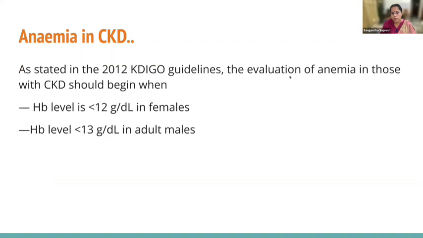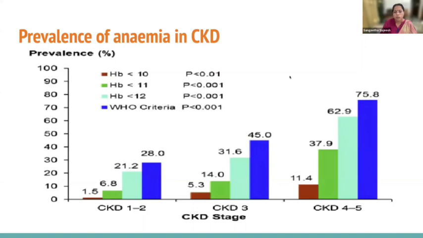So anemia in CKD, as you all know, the definition of anemia in CKD is different from that of the general population. So as per the 2012 KDIGO guidelines, the evaluation of anemia in CKD should begin when hemoglobin level is less than 12 gram per deciliter in females and less than 13 gram per deciliter in adult males. So what is the prevalence of anemia in CKD?